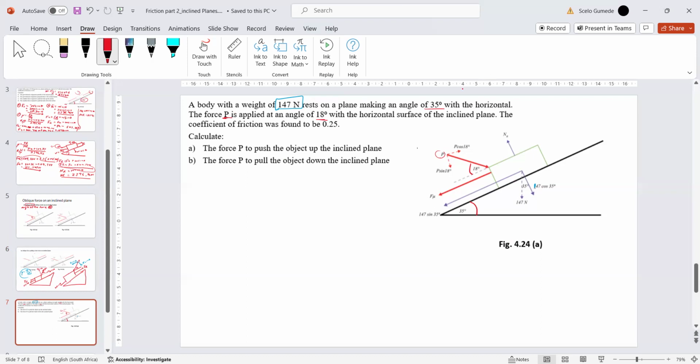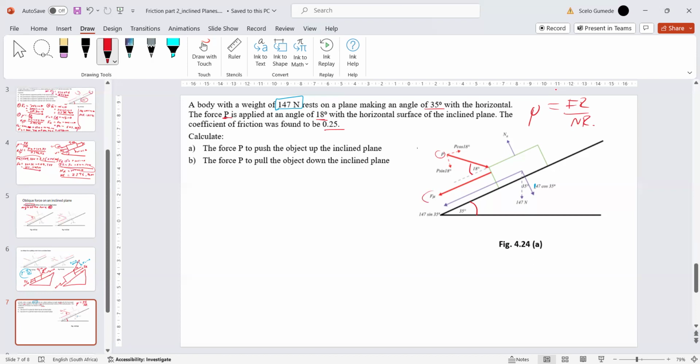The coefficient of friction was found to be 0.25. Find P to push the object up the incline. So here you can see we are trying to push this thing up the incline by applying a force at the bottom. This is how the forces are going to look. Now, don't forget what I told you. Coefficient of friction is frictional force over normal reaction. Let's find the frictional force.